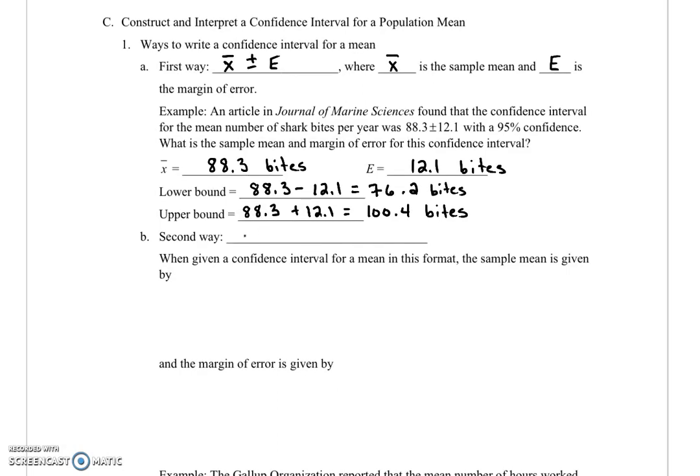The second way is to write it as an inequality. So we say the lower bound is less than the population mean, which is less than the upper bound.